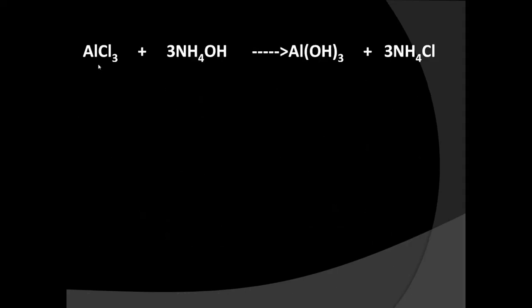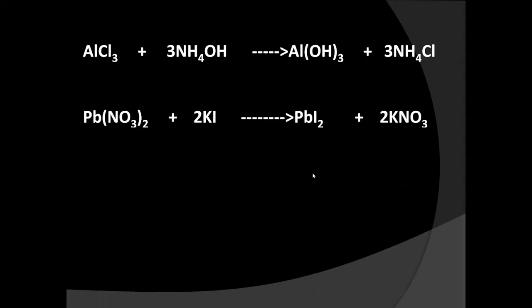Again one more example. Aluminium chloride reacts with ammonium hydroxide and gives rise to aluminium hydroxide and ammonium chloride. Lead nitrate plus potassium iodide gives rise to lead iodide and potassium nitrate. Dear students, please do write down these examples and practice these equations. As you practice, it will be very helpful for you. It will help you to easily understand and you become perfect in writing the reactions.